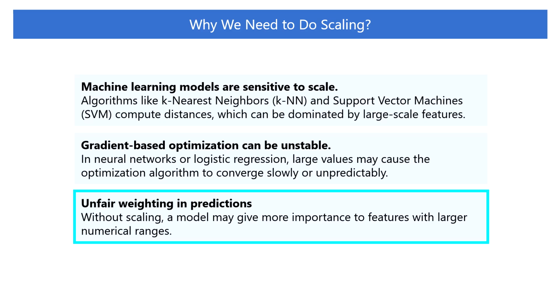The third is unfair weighting in predictions. Without scaling, a model may give more importance to features with larger numerical ranges. To address these issues, we use scaling techniques like min-max scaling and standardization.